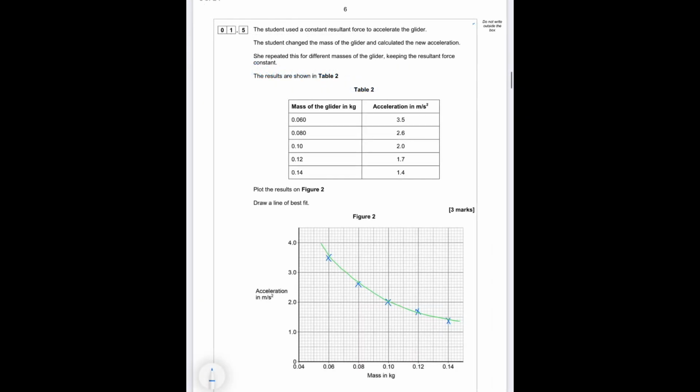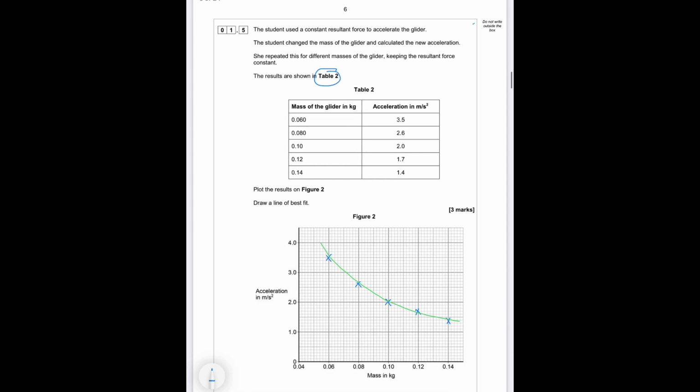Now in this next question, the student used a constant resultant force to accelerate the glider. The student changed the mass on the glider and calculated the new acceleration. She repeated this for different masses of the glider, keeping the resultant force constant. And we have our results in table 2. So the question, which I've already plotted on the graph there, was to plot the results in figure 2 and draw a line of best fit.